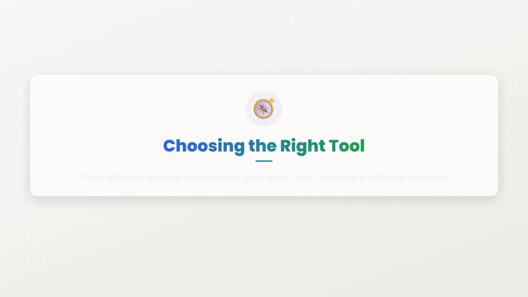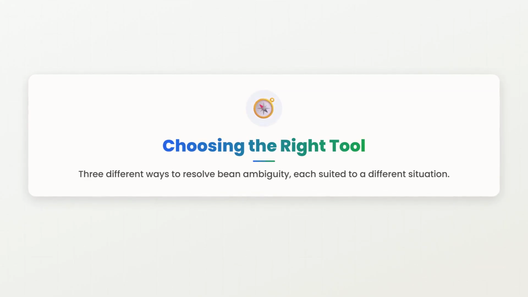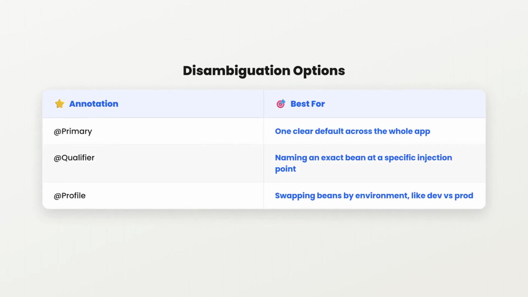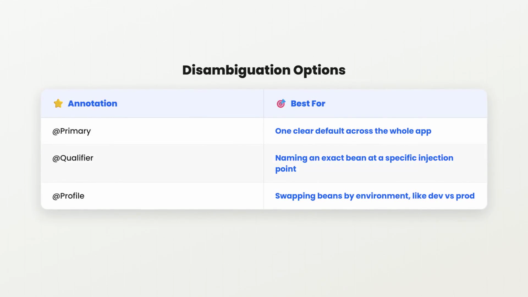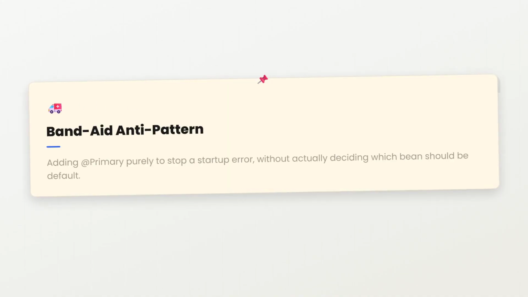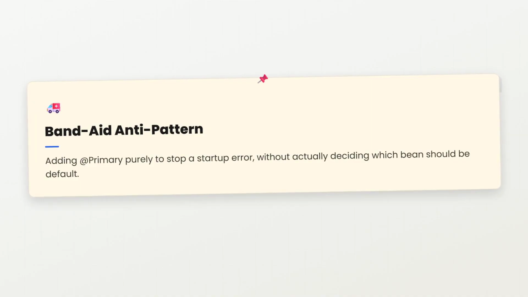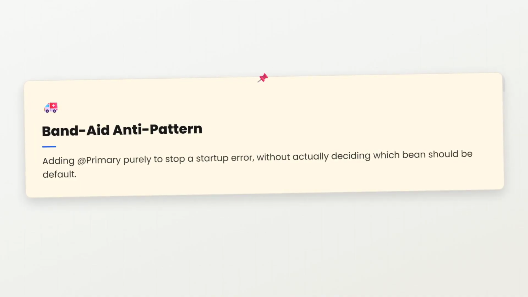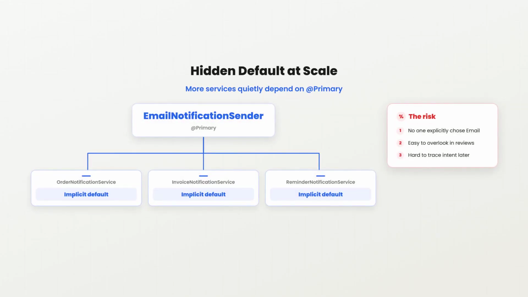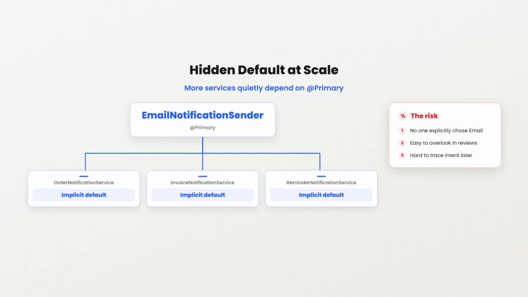So when should you actually reach for @Primary versus @Qualifier versus something like @Profile? @Primary sets a sensible default, @Qualifier picks an exact bean by name, and @Profile swaps beans per environment. Be careful though. Slapping @Primary on things just to silence errors hides real ambiguity instead of resolving it thoughtfully. As more services depend on NotificationSender, that one hidden default becomes harder for teammates to notice or question.